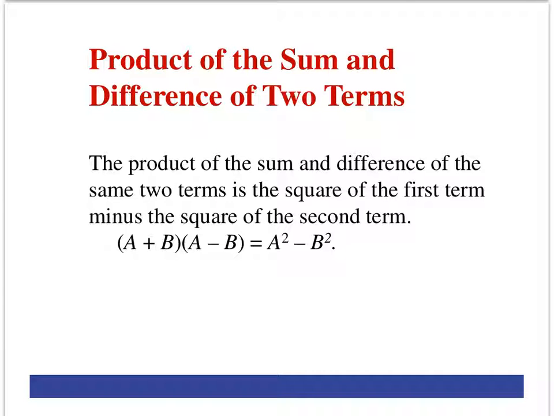Alright, product of the sum and difference of two terms. If you see a plus b times a minus b, we're just going to do a shortcut method and we're just going to square them and drop in a subtraction sign. This is a shortcut. You can still do these the long way. It's faster if you recognize the shortcut, but if you're more comfortable doing it the long way, then by all means do the long way and FOIL it.